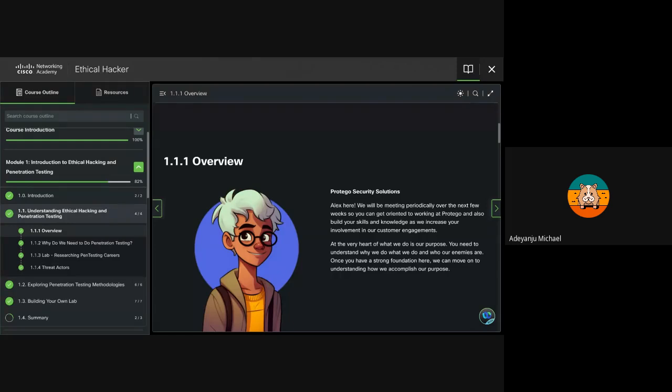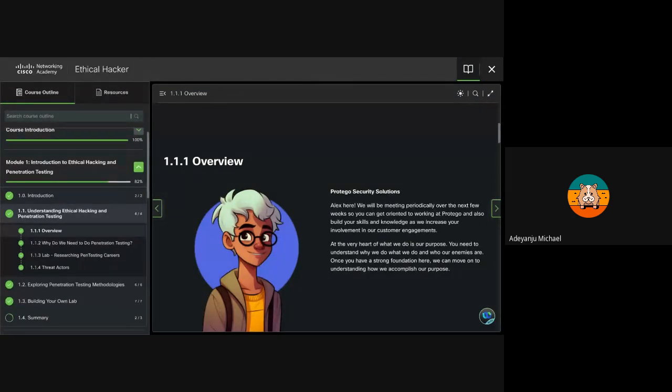The whole idea behind penetration testing and ethical hacking is just focused on testing the security posture of a particular organization, a particular network, or a particular application. That's the major thing. Then we have different types of hackers. We have the white attackers, the gray attackers, and the black attackers.